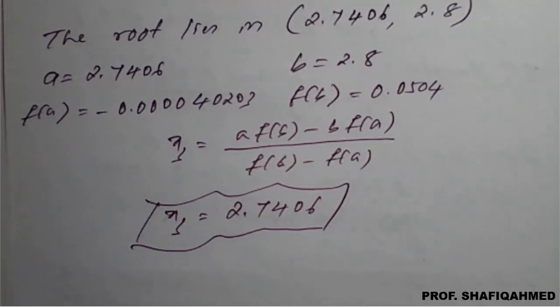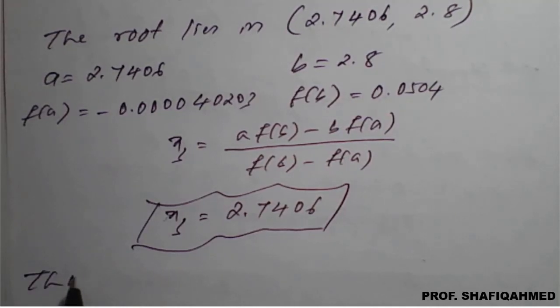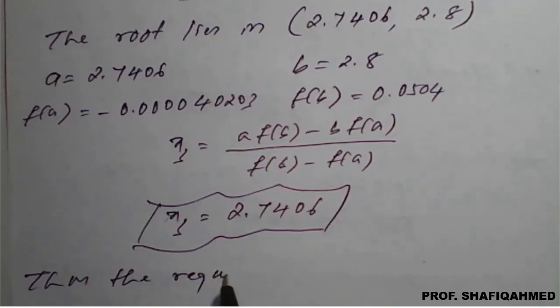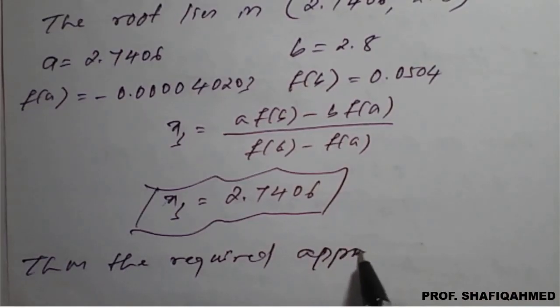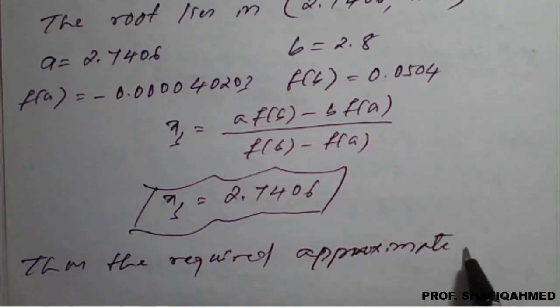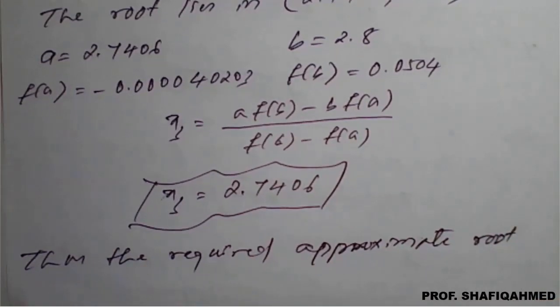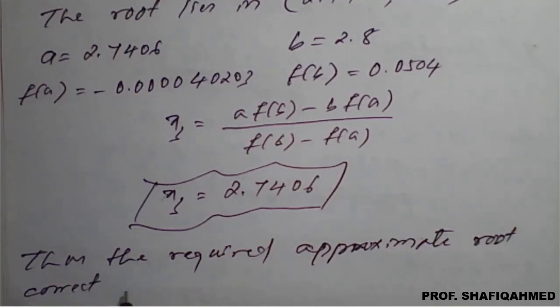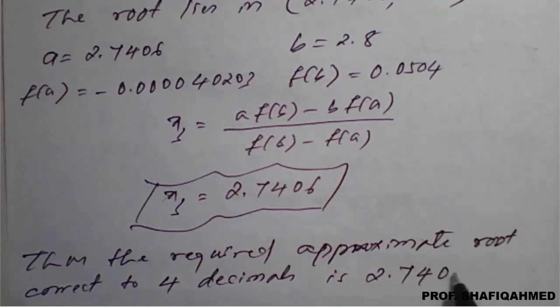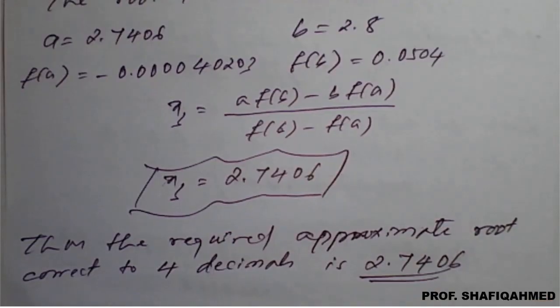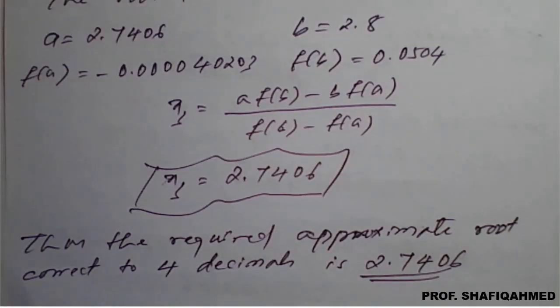So thus the conclusion is, the required approximate root correct to four decimals is 2.7406. This is the required solution of the given equation x log x to the base 10 minus 1.2. So in this way we need to apply the regular Falsi method.